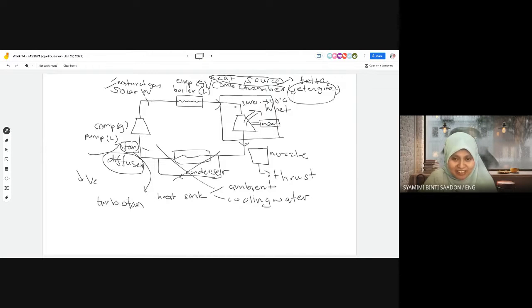So at this state, entering the turbine, not here, this one here: 3 megapascal, 400 degrees Celsius. It leaves at 50 kilopascal and 100 degrees Celsius. So leaving the turbine is 50 kilopascal.